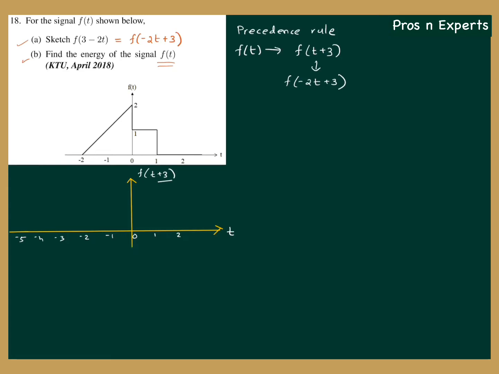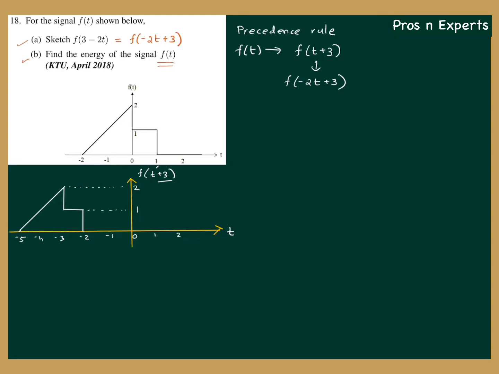That means f of t shifted by 3 units to the left. So the portion at minus 2 comes to minus 5, and it lasts 2 units. Okay, then this portion comes, then 1 unit here, and the final portion is here. Okay, so the value at 1 is now at 1 minus 3, that is minus 2. That's right. Okay, the amplitudes are not changed, 2 and 1. That is f of t plus 3.